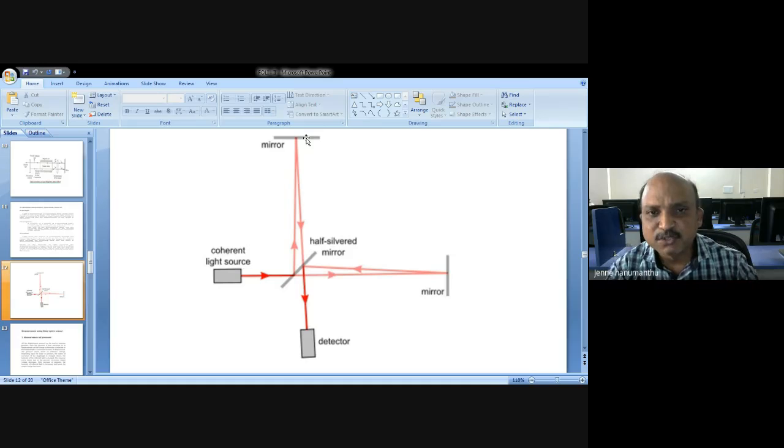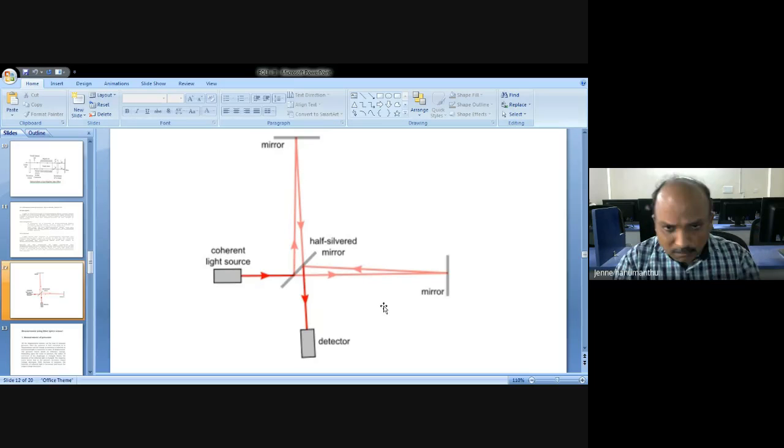If mirror 1 is moved from the original position, somewhere towards down or towards up, what happens? The path difference is modified. When the path difference is modified, the phase is modified. That phase of the light, which we measure with this detector, is proportional to distance. Like this, you can measure the unknown distance with lasers or optical fibers.